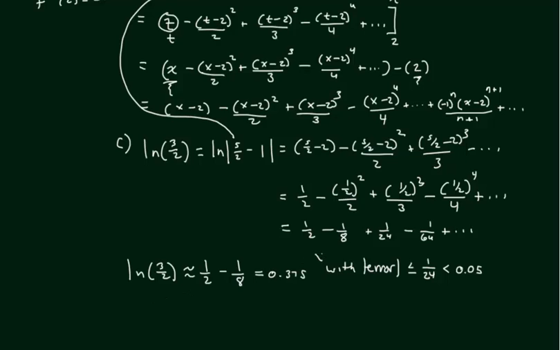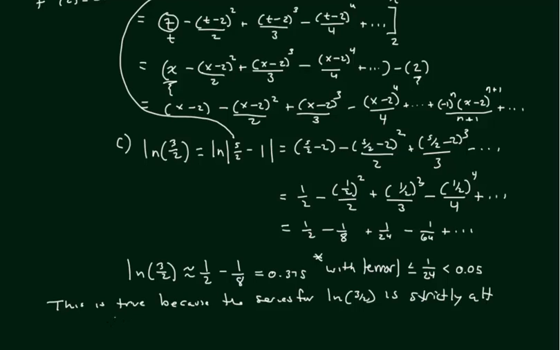It is important that each time we use this error theorem, we say this is true because the series for the natural log of 3/2 is strictly alternating and decreasing in absolute value to 0.